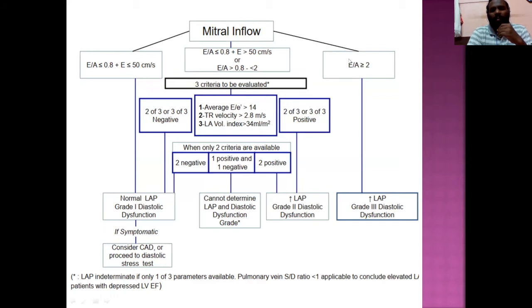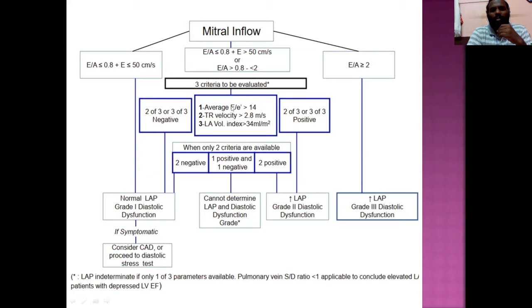At the other end, when the E/A ratio is more than 2, that means all of the filling of the LV has happened by the early diastolic period itself, and the late diastolic filling is very low. We say it is type 3 diastolic dysfunction. Now, what happens when it falls somewhere between 0.8 and 2, and the E velocity is more than 50 centimeters per second? So we start looking at three different criteria.